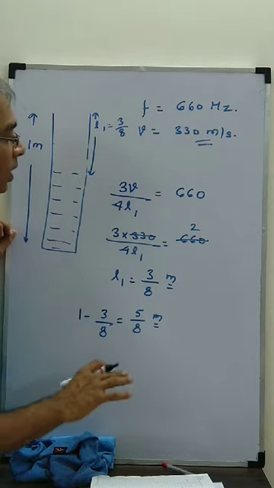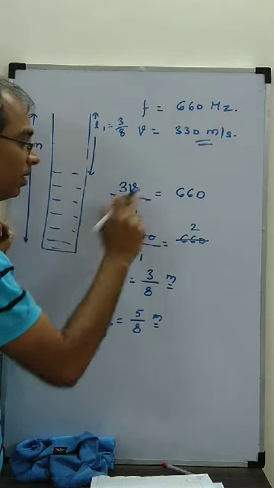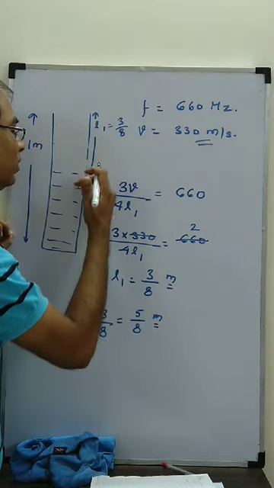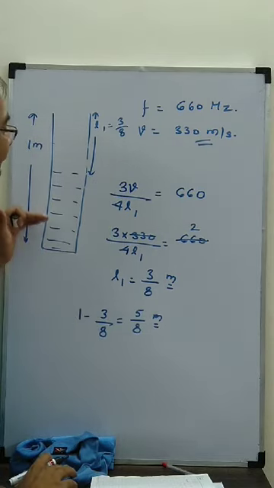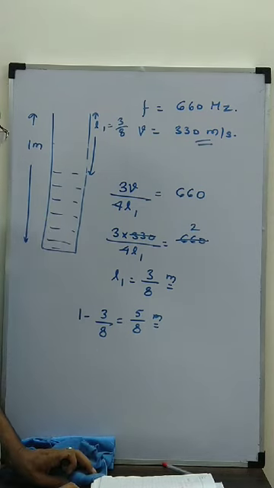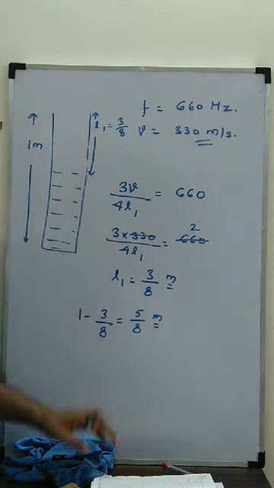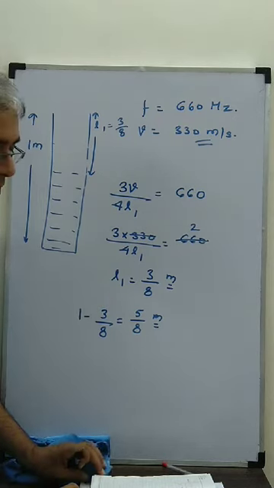In the same way, the next one we will say 5V by 4L1, then 7V by 4L1. Like that, we can find out the different heights of water that we have to keep inside this vertical tube to get the normal modes of frequency for this particular tube. Okay, that's all for now.